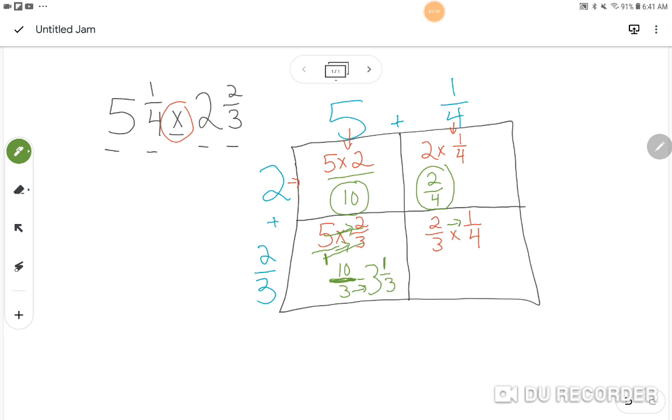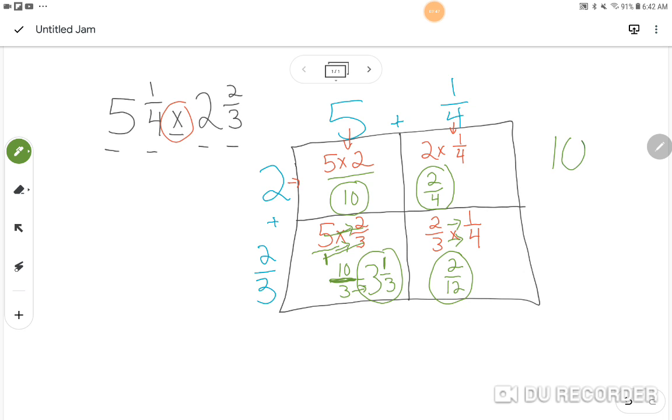Finally, we multiply straight across here. 2 times 1 is 2. 3 times 4 is 12. So we get 2/12. Forgive me for not circling here and here. Now you have to add up all of these numbers. Okay, so we're going to go back to chapter 6 where we learn to add fractions with unlike denominators.